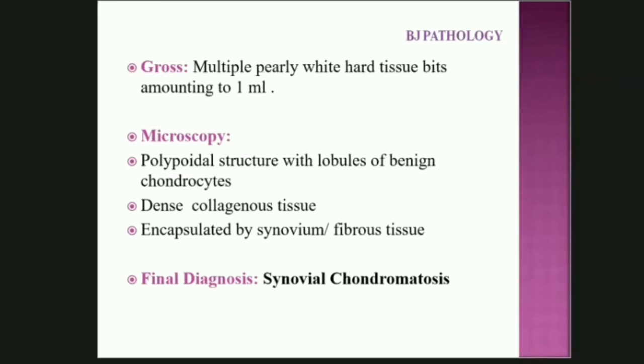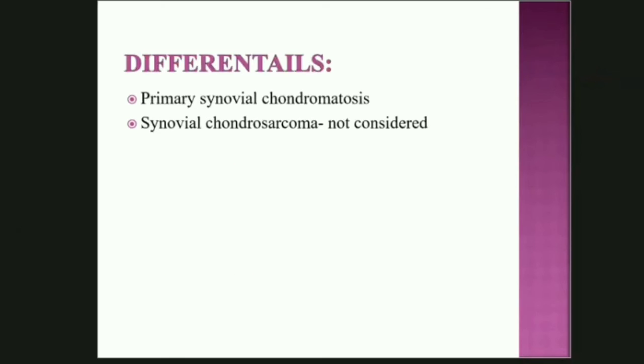Chondromatosis basically is of two types. One is the primary, which is a neoplastic one, and the other is secondary. Secondary can occur in case of osteoarthritis and also in case of trauma, as in this case. So here it was secondary to trauma.